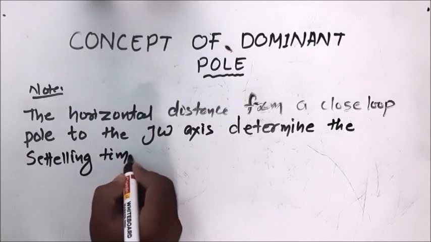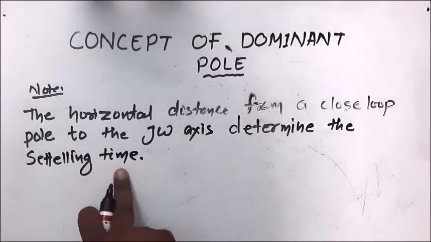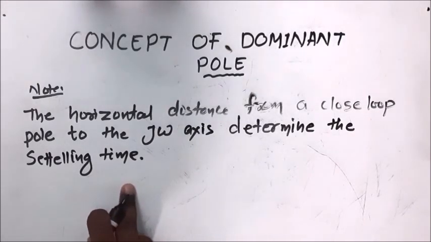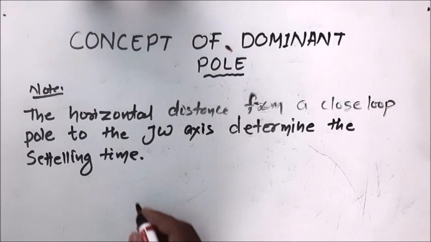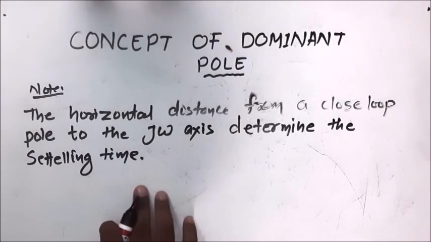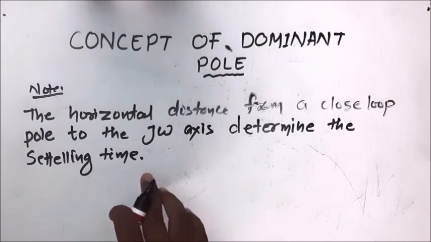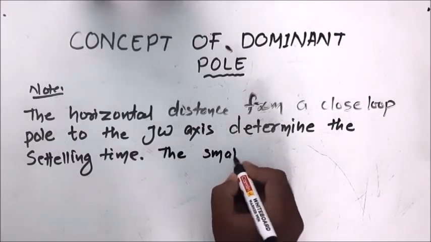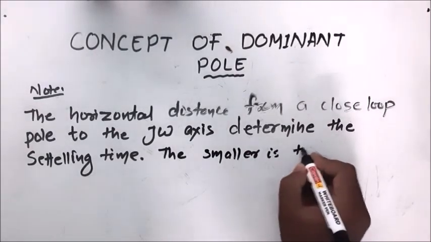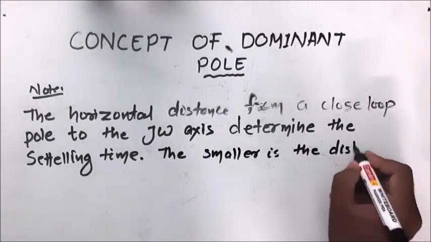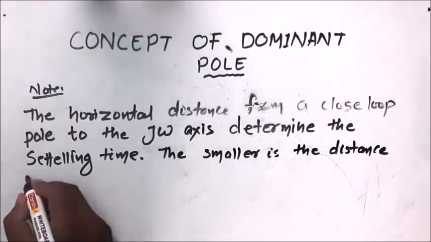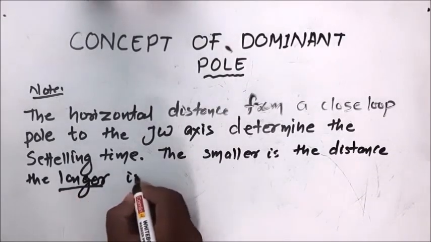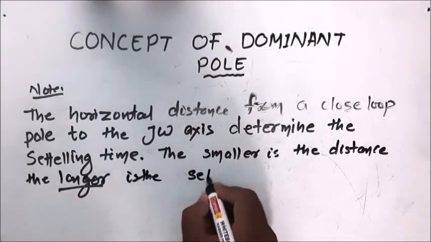That means the larger the distance, the lesser the settling time due to that pole. The smaller the distance, the longer the settling time.